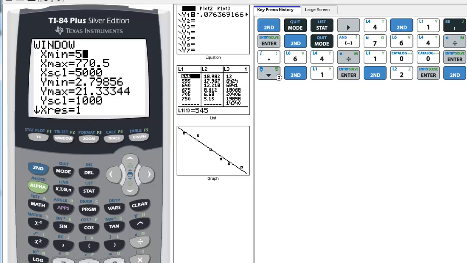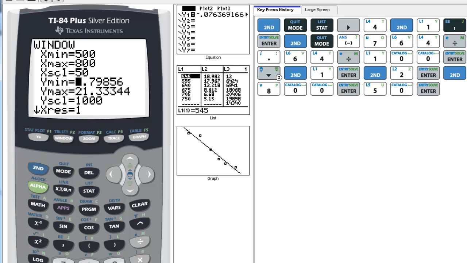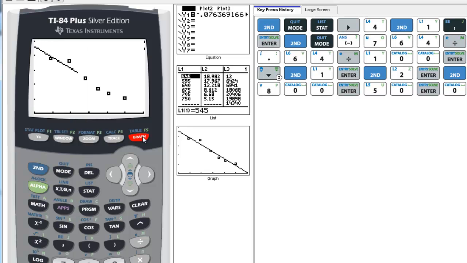So I again would probably go from, say, 500 to 800. And I would make the scale, let's go with 50, that's fine. And then for the Y minimum, I just go from 0 to 25, and I'll make the scale 5. Don't ever change X res. You get into trouble if you do that. Just graph it. So there's the cleaned up graph.